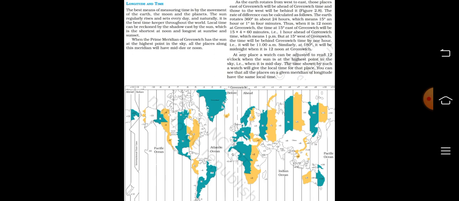At any place, a watch can be adjusted to read 12 o'clock when the sun is at its highest point in the sky. That is when it is midday. The time shown by such a watch will give the local time for that place. You can see that all the places on a given meridian of longitude have the same local time.